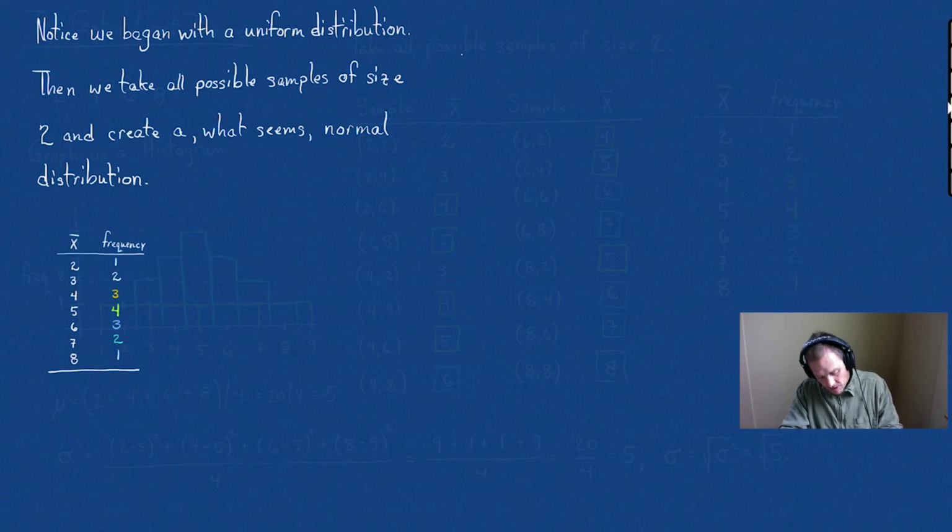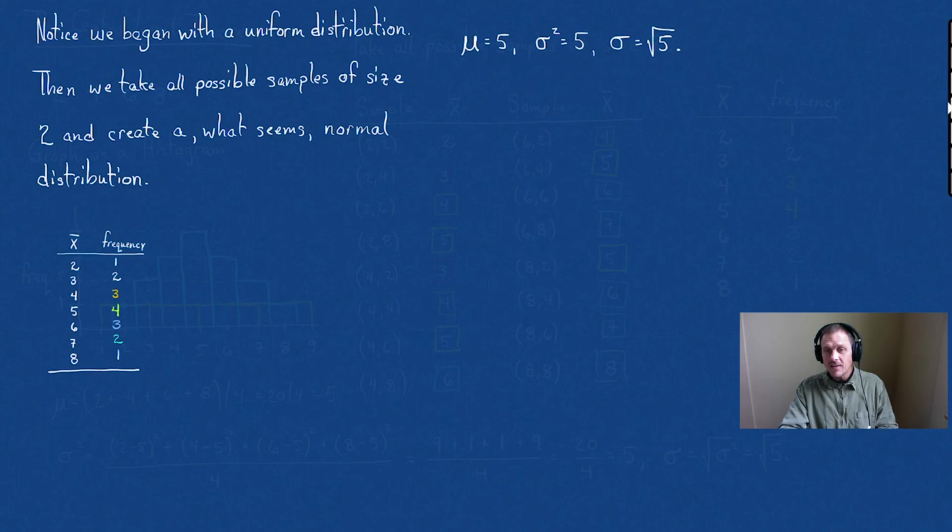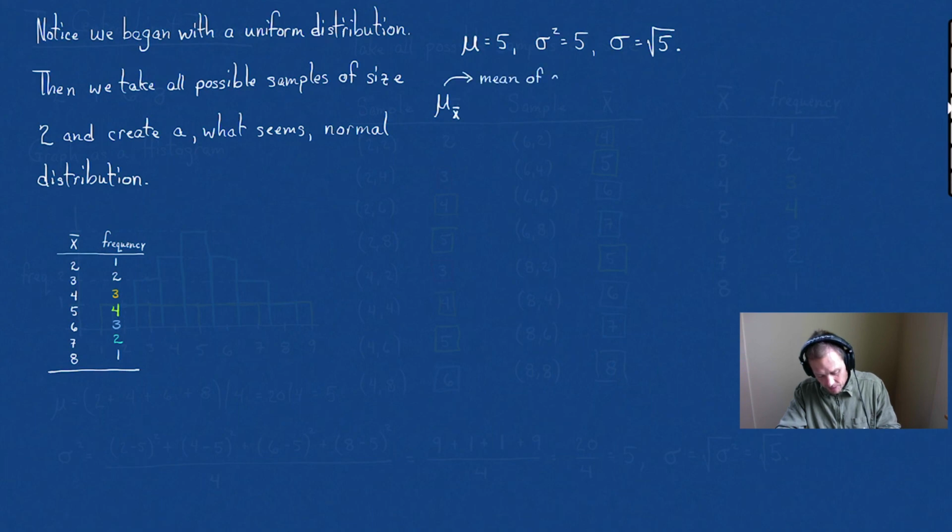I want to remember that originally we said that our mean was 5. Our variance was 5. And our standard deviation is the square root of 5. So I'm just recording those. Now, let's do the same, but for this frequency distribution. All right, so here we go. Now, I'm going to use this different notation. We're going to calculate the mean, but what are we calculating it of? We're calculating it of the x bars. It's the mean of the sample means. Oh, that's a good vocabulary word. The mean of sample means.